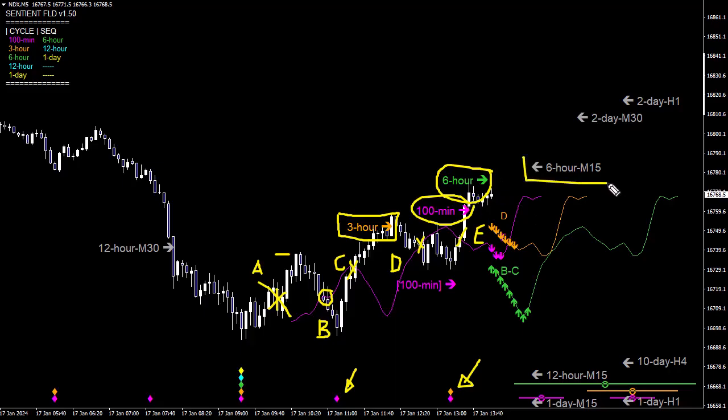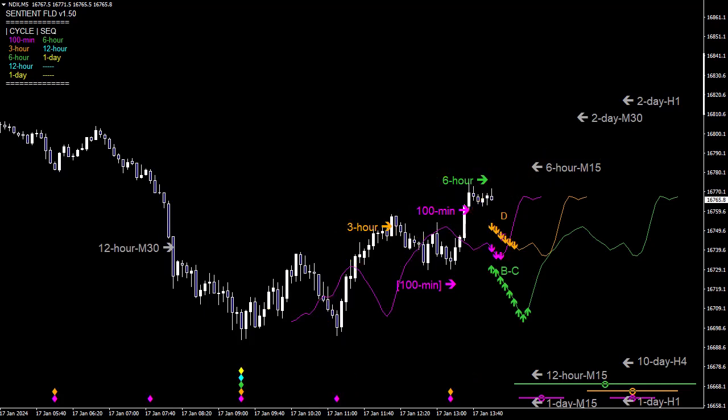Here is the 6-hour cycle target from the 15-minute chart. Remember, our multiple time frame targets will often cluster fairly close together to each other in terms of price, but not absolutely on top of each other. So we're approaching that target, haven't quite achieved it yet.